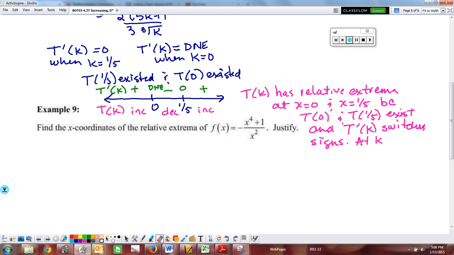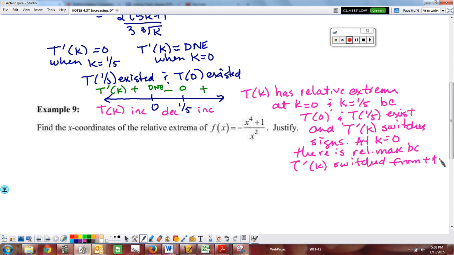That was a really big erase. Let's change our erase to small. K is my variable, so let's change that. K equal to 0 and K equal to 1/5. So at K equal to 0, there is a relative max, because I went from increasing to decreasing, because T prime of K switched from positive to negative, and there's a relative min at K equal to 1/5 because T prime of K switches from negative to positive.